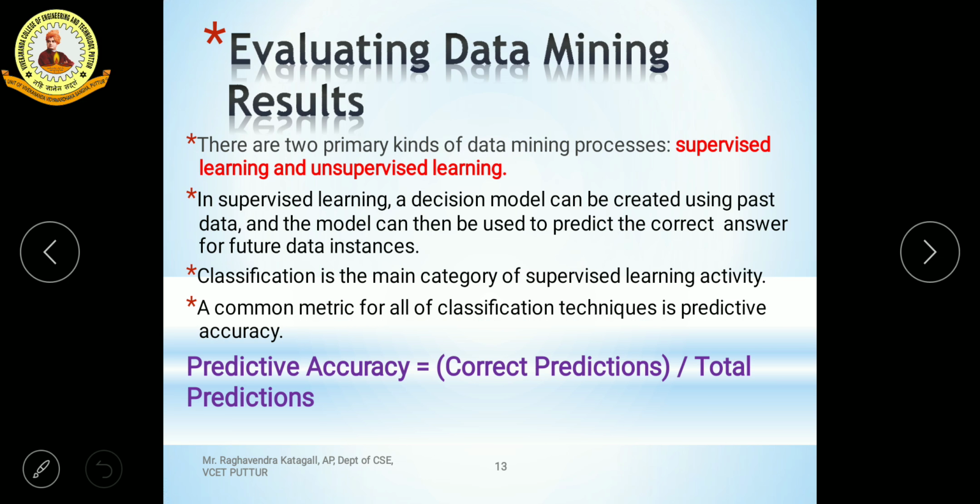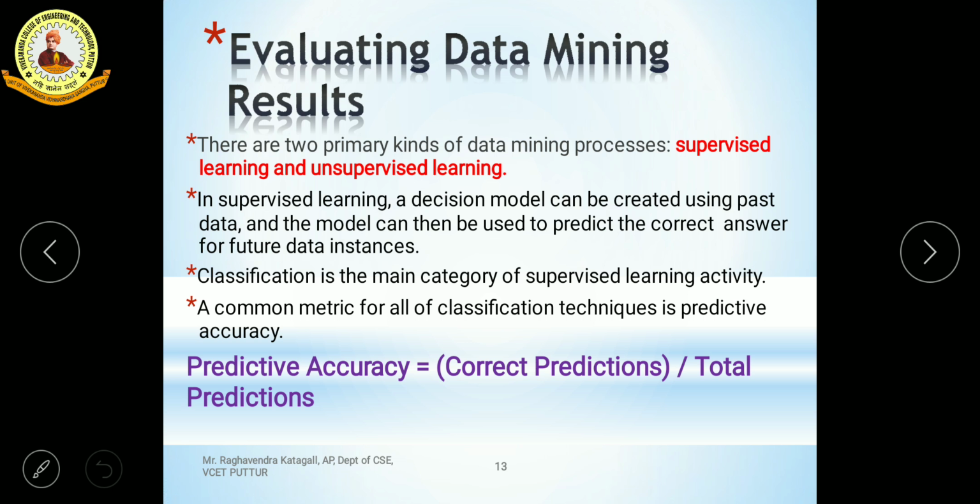So the first one is evaluating data mining results. In evaluating data mining results, we have two kinds: supervised learning and unsupervised learning. So what do you mean by supervised learning? It is a decision model which can be created using past data, and the model can then be used to predict the correct answer for future data instances, right. So classification is the main category of supervised learning activity.